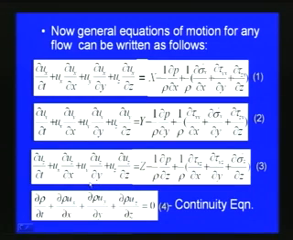And then we have the continuity equation. Considering the density, we can write the continuity equation as del rho by del t plus del rho u x by del x plus del rho u y by del y plus del rho u z by del z is equal to 0. Now we are going to derive the Reynolds equations based upon these 3 general equations of motion, Cauchy's equations, and the continuity equation.